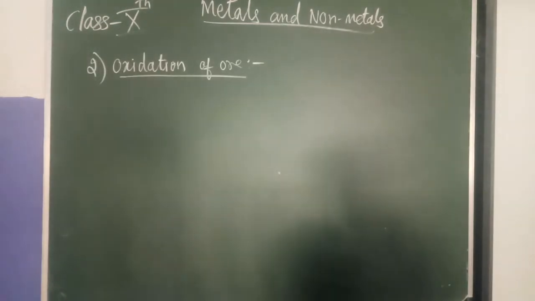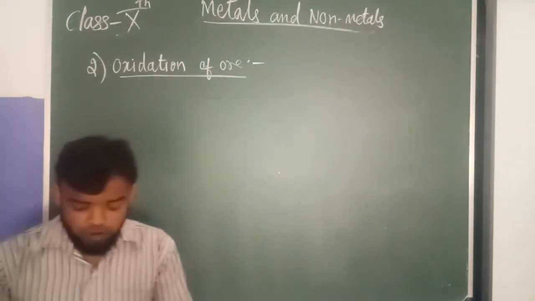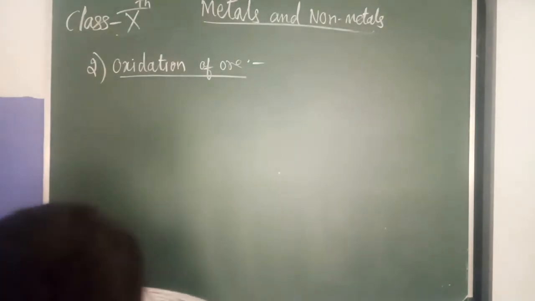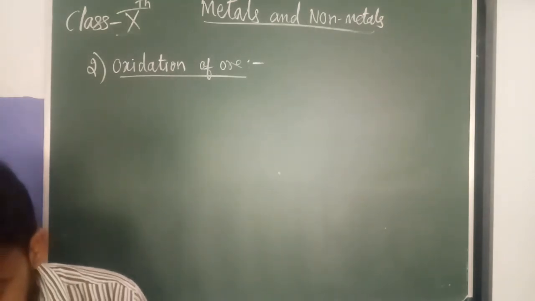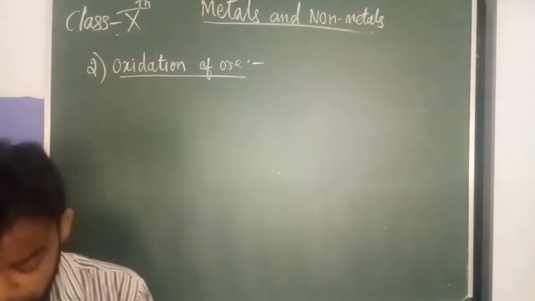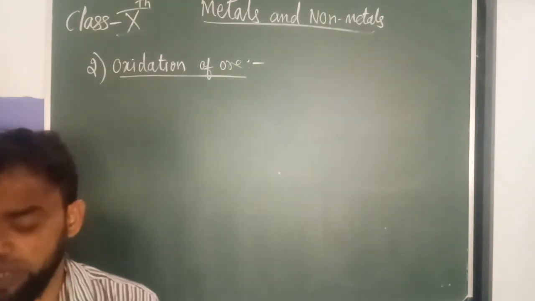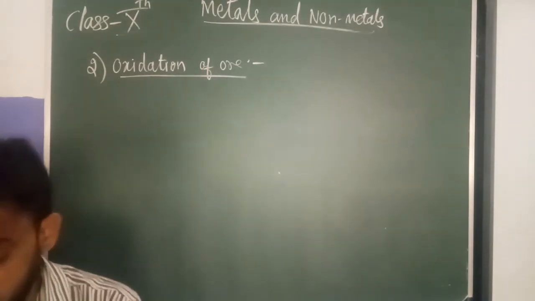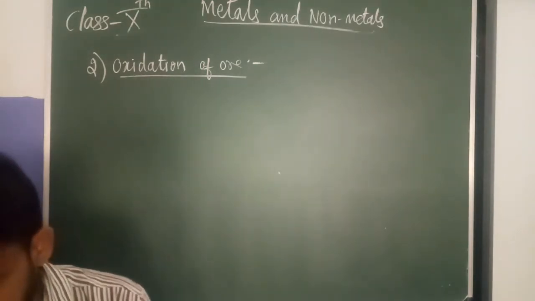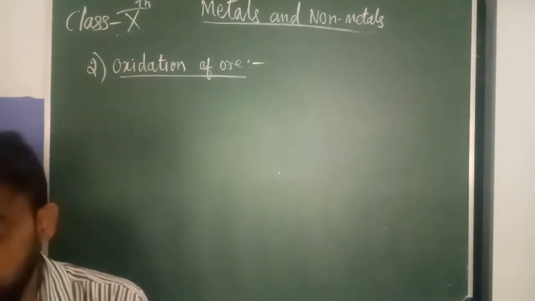Now the second one I am going to explain is oxidation of ore. The first one, which we have done, is concentration of ore. That has four processes: hydraulic washing, magnetic separation, froth flotation process and chemical separation. Understood? Now I am going to explain the second one, oxidation of ore. The third one is reduction of ore, and the fourth one is refining.